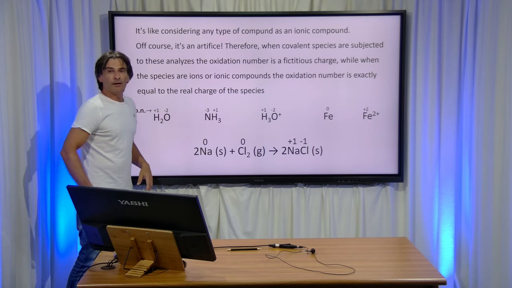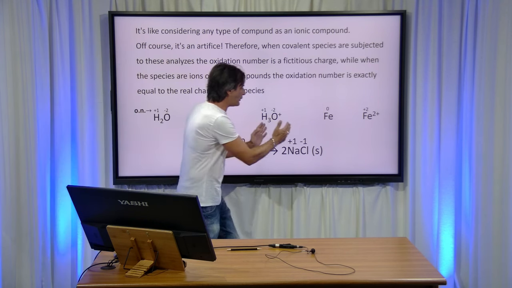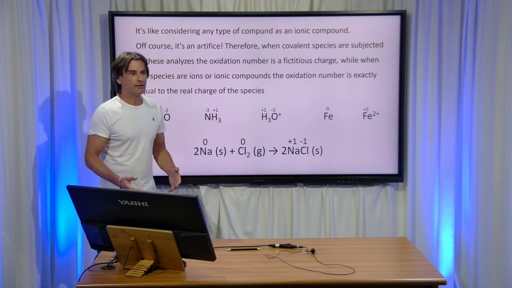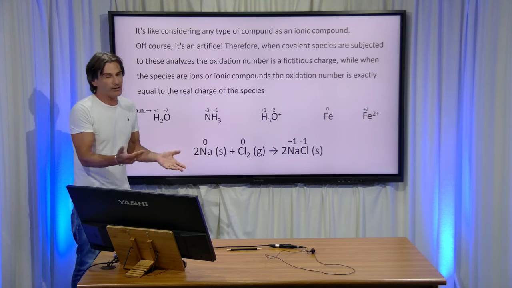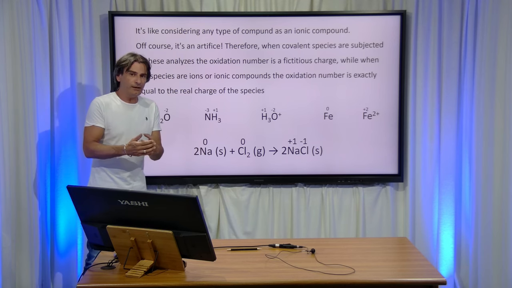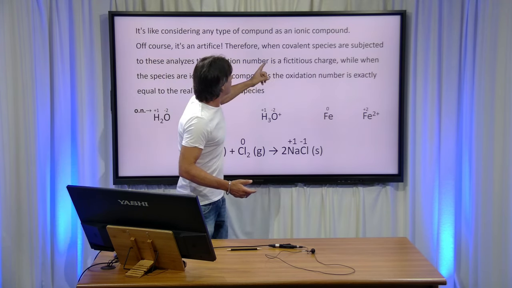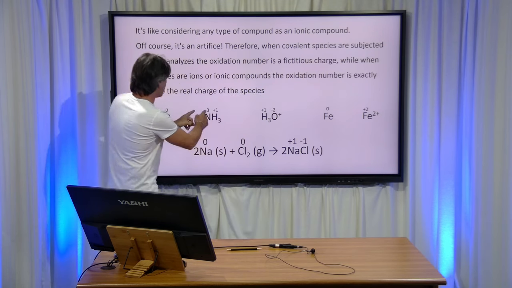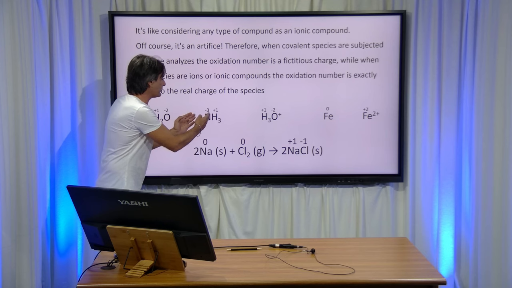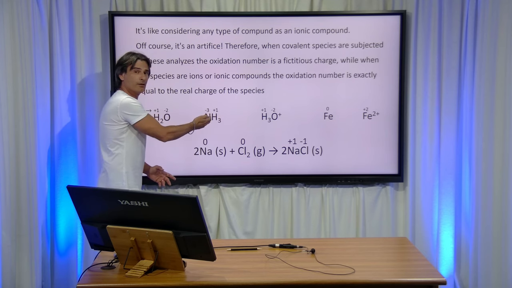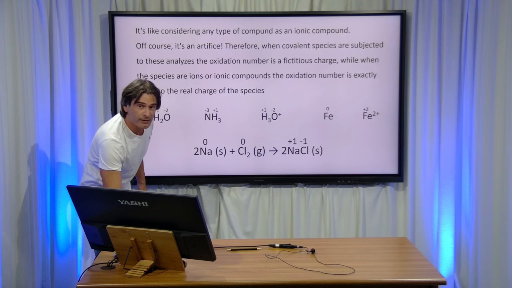As you see, we are considering covalent compounds and ionic compounds in exactly the same way. We are considering all the compounds as ionic, but it is not true. Okay, you have to know that it is not true. It is a fictitious charge in this case. These numbers show me that the charge is closest to the nitrogen. Only closest, but not totally possessed by nitrogen.